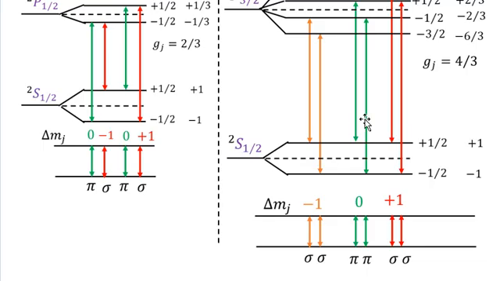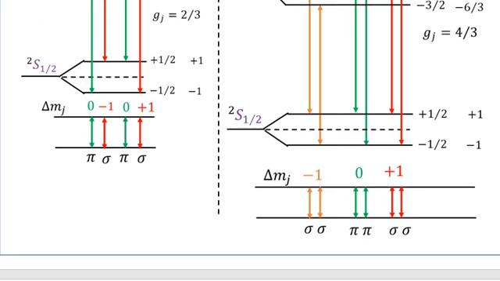So you will see that the spacing will be different, whereas in the ordinary Zeeman effect, the spacing will be the same for the upper states and for the lower states.